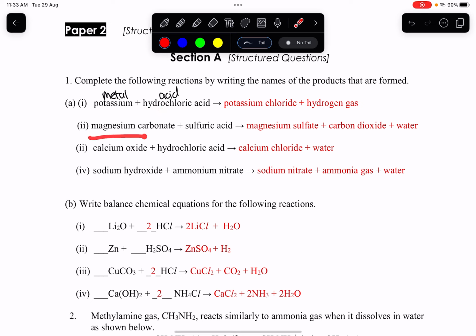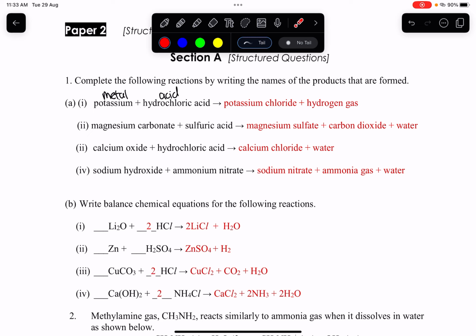Next is magnesium carbonate plus sulfuric acid. It's an acid plus carbonate reaction to give you salt, water, and carbon dioxide. The salt formed is magnesium sulfate, carbon dioxide, and water. Calcium oxide plus hydrochloric acid is a base plus acid reaction which gives you salt and water. The salt is calcium chloride, and the water.